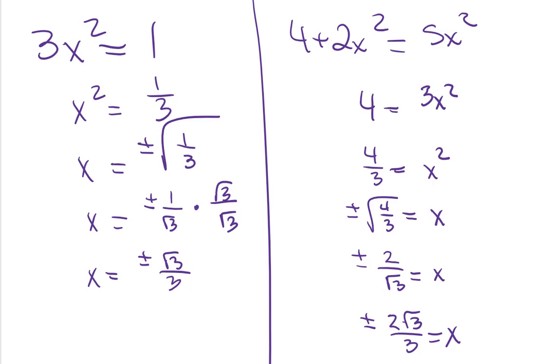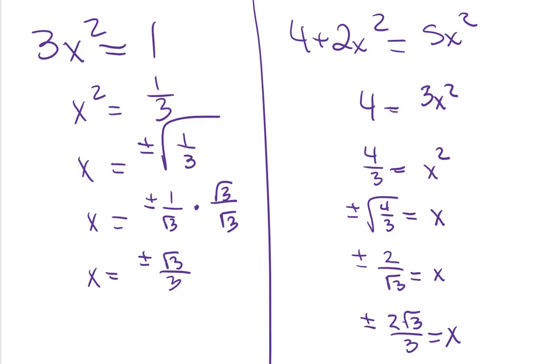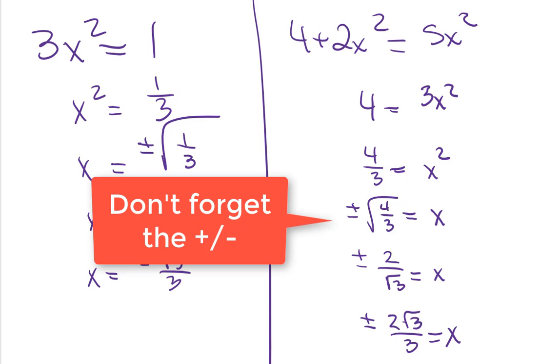But what I want to key on here is the right side where we have 4 plus 2x squared equals 5x squared. So as usual, you're going to go ahead and subtract 4 from both sides, or move the 2x squared over on both sides. That'll give you 4 equals 3x squared, dividing by 3, then taking the square root. And this is where you have to be really super careful, on that step where you take the square root. Do not forget the plus or minus when you do that.